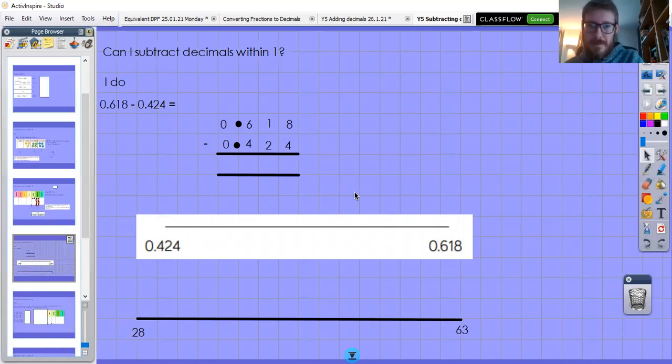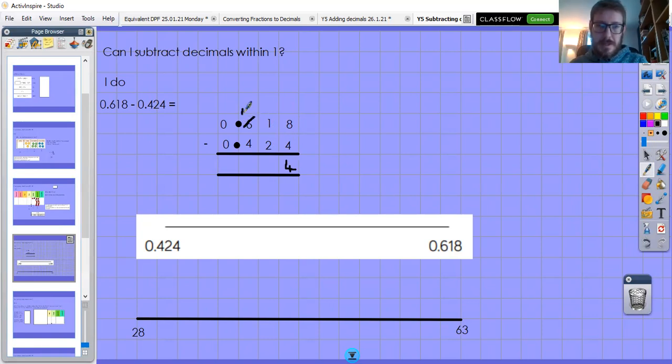So the most familiar way of doing this will be using column method. So you could do, for example, 0.618, take away 0.424. So as well as doing it in the place value chart, you can represent it as your standard column as well. So I would start with the thousandths. So 8 thousandths, take away 4 thousandths, would leave me with 4 thousandths. 1 hundredth, take away 2 hundredths. So I can't do that.